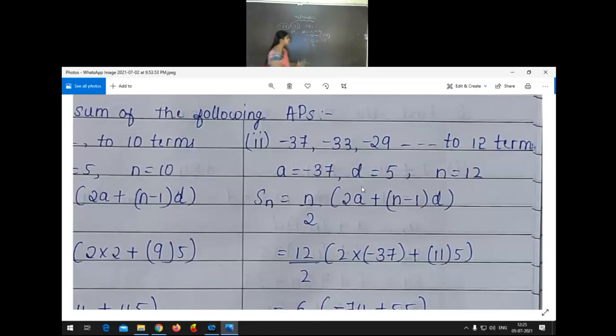Okay, now what do we have to change here? Actually, 37 minus 33. So the difference is 4. The difference is 4. While solving the problem, this is the major mistake you are making.